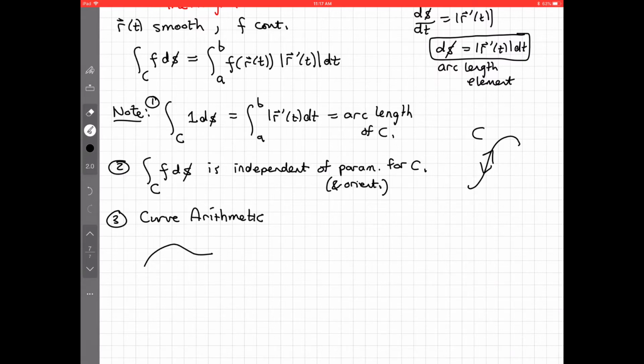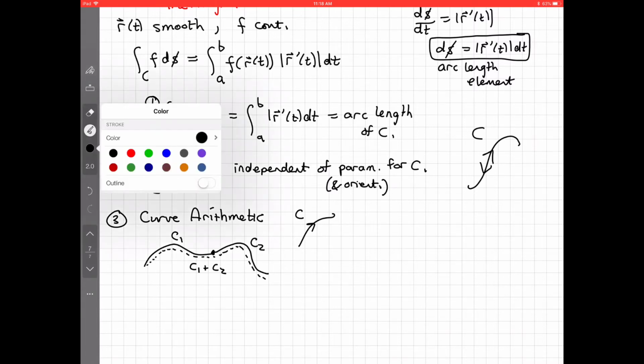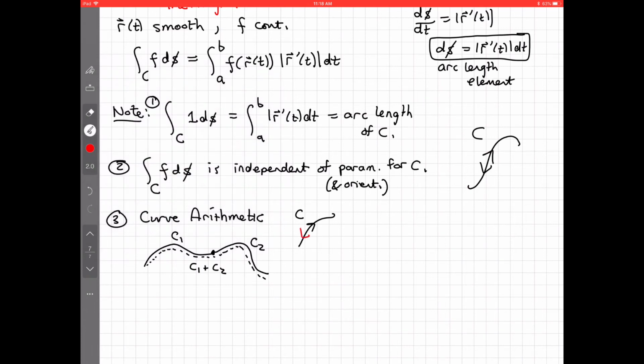If you have a curve, let's say C1, and you have another curve, C2, if you travel along curve 1 and then along curve 2, we call that totality the curve C1 plus C2. Okay? So you just run one curve after the other. By the way, if you have an oriented curve, say C, and you reverse the direction on your curve, you get a curve negative C.